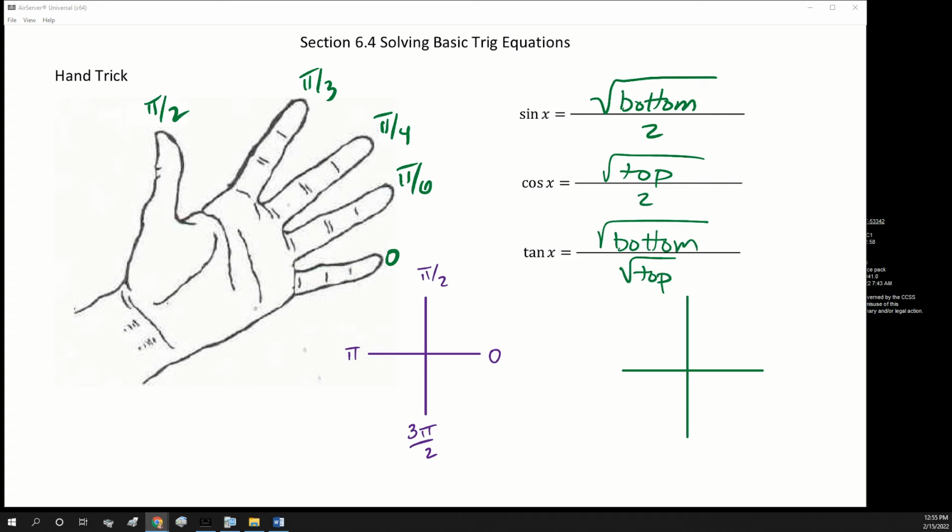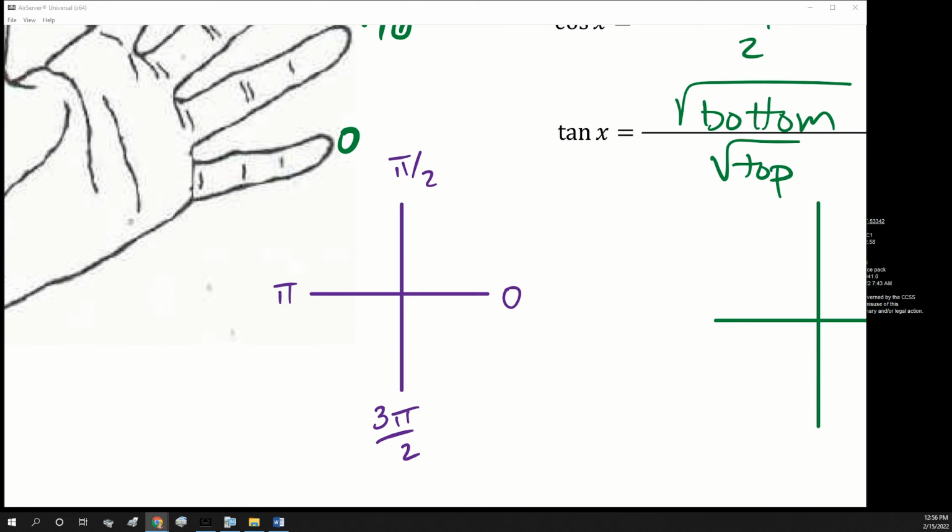All right, and then there are going to be some situations where you have to use the unit circle. You can't just do the hand trick. And so on those, you would go ahead and draw an XY axis and label the quadrant angles on it, please. And each one of these points is technically on the unit circle, even if we don't draw the circle, and they're all 1 unit away.